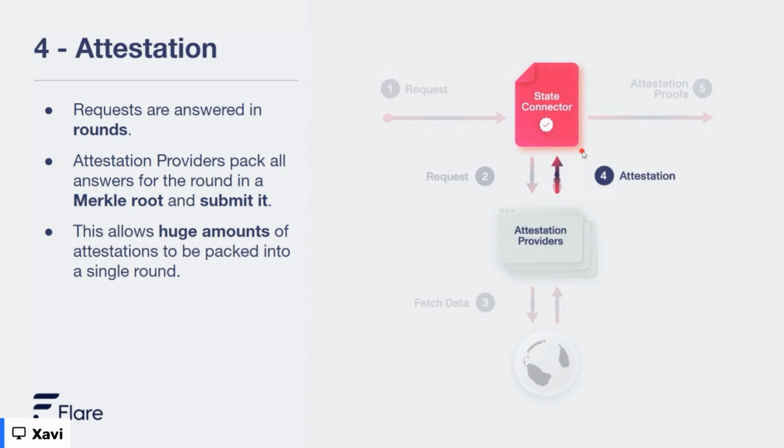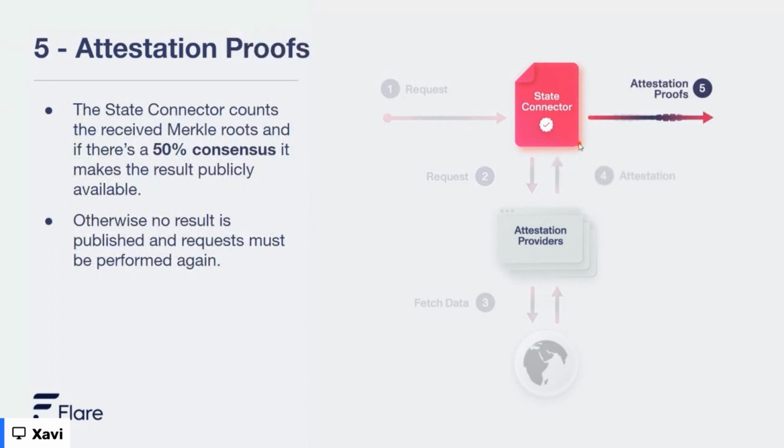Once the state connector has all the answers from all the attestation providers, meaning all the Merkle roots, it just counts how many different roots it received. And if more than 50% of the roots are the same, that's considered the agreed upon result, and it's made public. If there's no agreement, if there's not more than half of the attestation providers providing the same result, then that result is not made public. So no result is given.